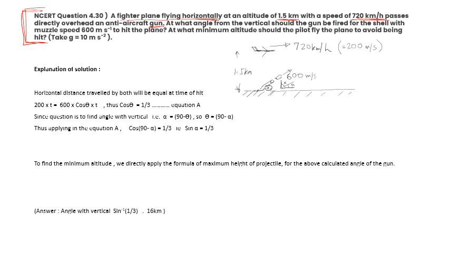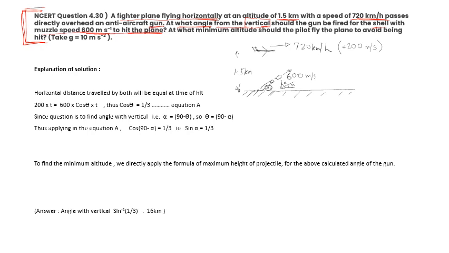So what he is asking is at what angle from the vertical should the gun be fired for the shell with muzzle speed of 600 meters per second to hit the plane? So let's draw a diagram. As I always say, better to draw a very neat diagram. You make fewer mistakes and it's faster for you.